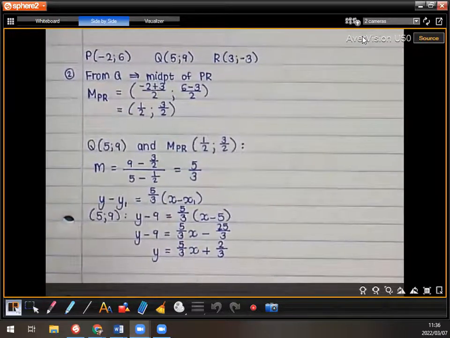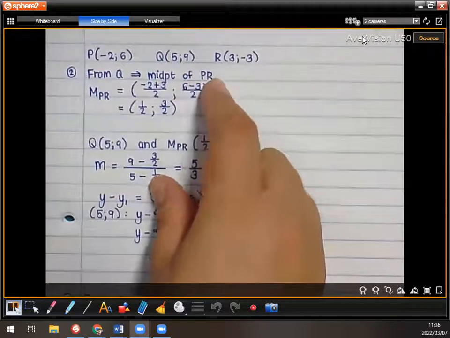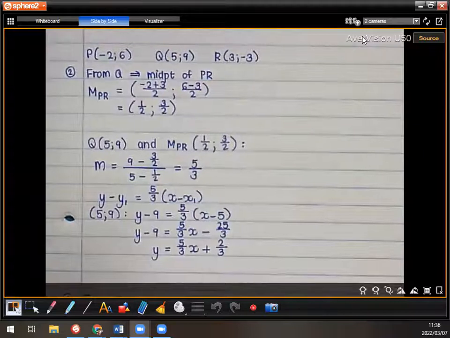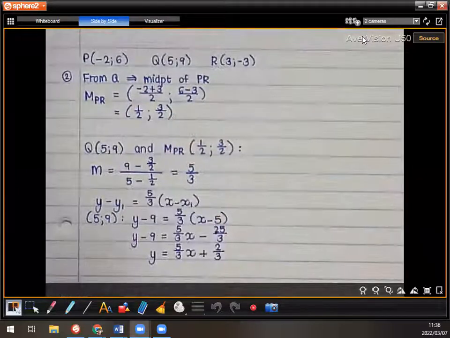All right, so R is at the bottom. So guys, if it's going from Q, it's going to go to the midpoint of PR. Remember, always the other two letters. So that's the first thing you do. You find the midpoint of PR. It was a half and 3/2.